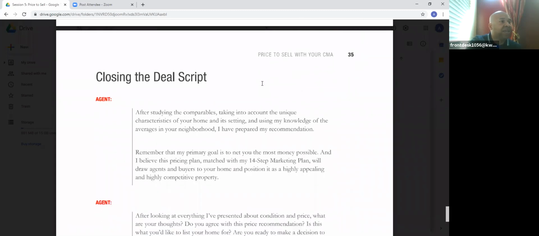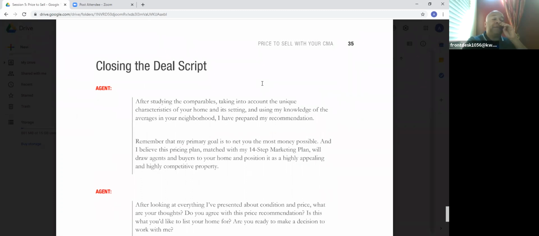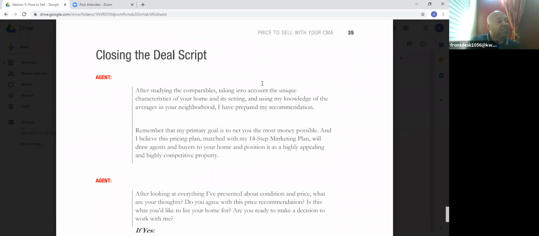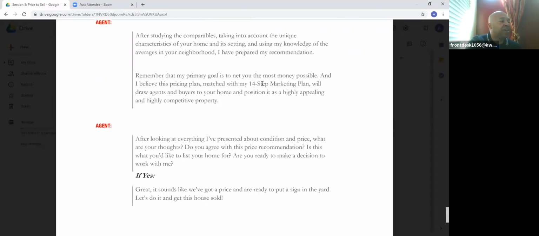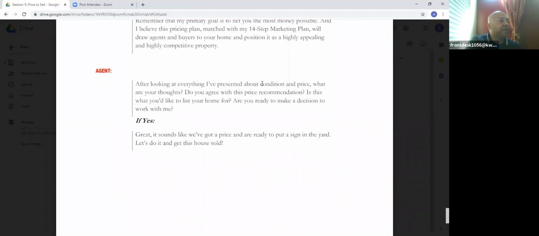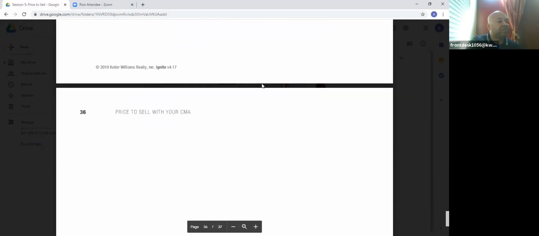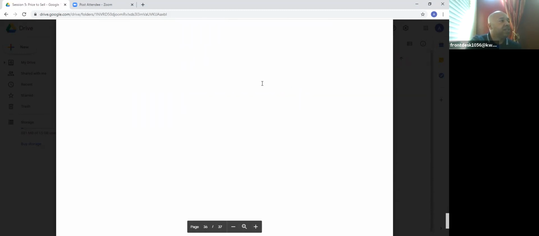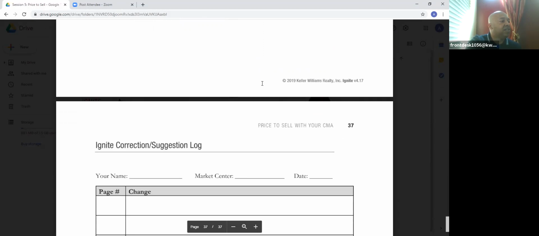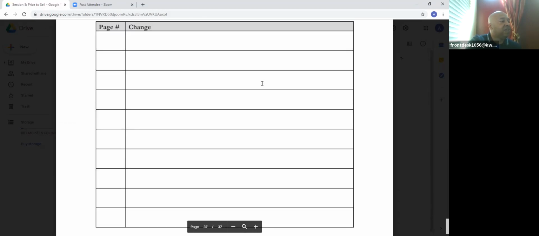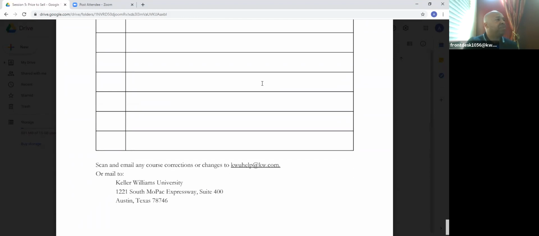Page 35 has a closing the deal script. I've been in this business over 15 years, and this helps me to this day, because it's constantly changing. So going over this now just helps me because I don't always have a chance to review it. So on that, it looks like we're at the bottom of this.